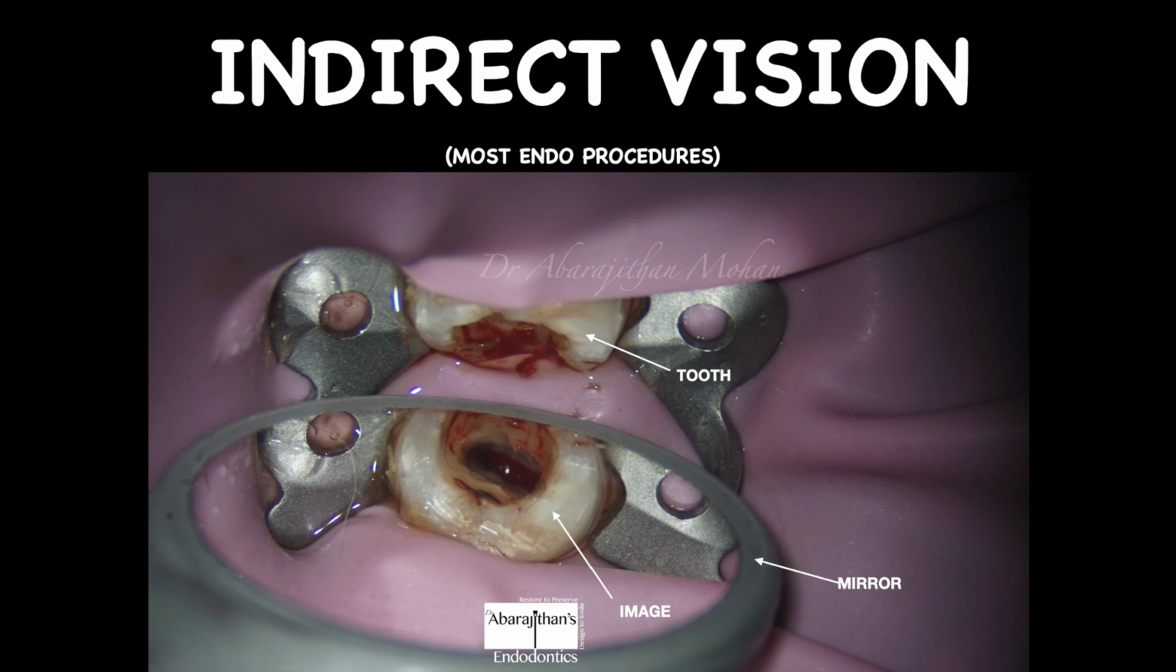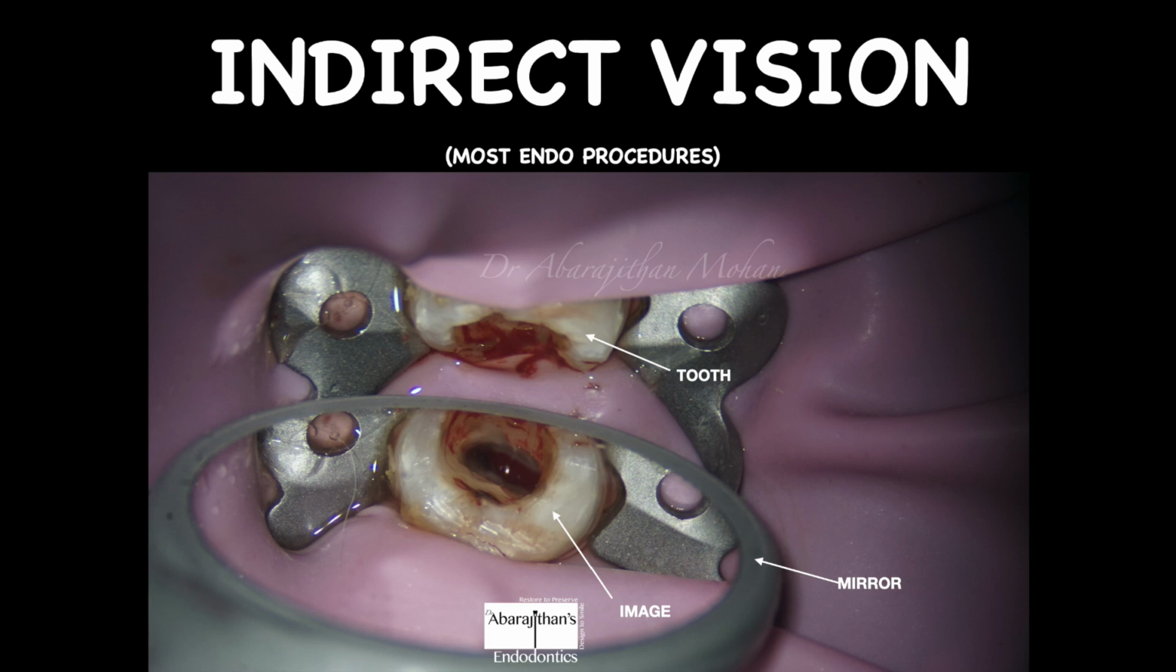Now, where do we do indirect vision then? Indirect vision is basically for procedures that work in areas which cannot be visualized directly. Most endodontic procedures, especially after your access cavity preparation, fall in this category, because even in teeth where you can directly visualize the pulp chamber, the root canal orifice cannot be visualized directly, which necessitates indirect procedure. So you can see here, this is how we work through the microscope.